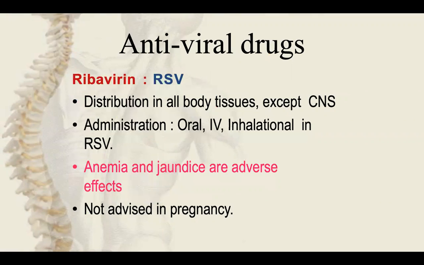Ribavirin is used for RSV. It is distributed in body tissues except the CNS. Administration is oral, IV, and inhalation in RSV. Anemia and jaundice are adverse effects. It is not advised in pregnancy.